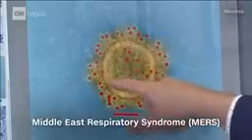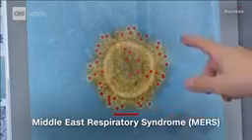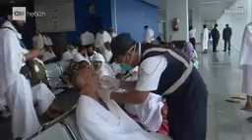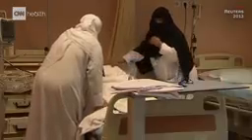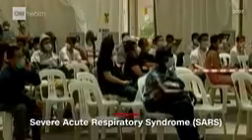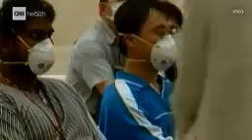The Middle East Respiratory Syndrome, known as the MERS virus, caused severe respiratory problems, and the CDC estimated that 3 to 4 out of every 10 patients infected with MERS had died. Another one is the Severe Acute Respiratory Syndrome, or SARS. Now that had an average death rate of around 10%, with older people being the most vulnerable.